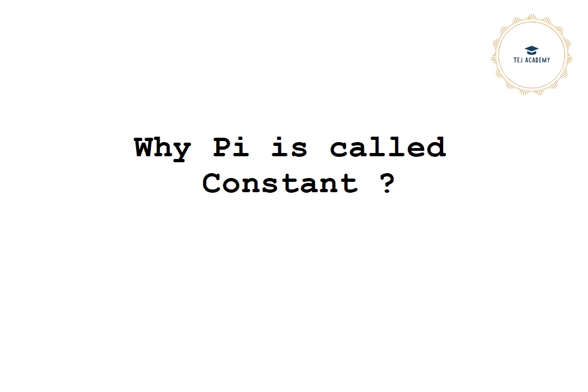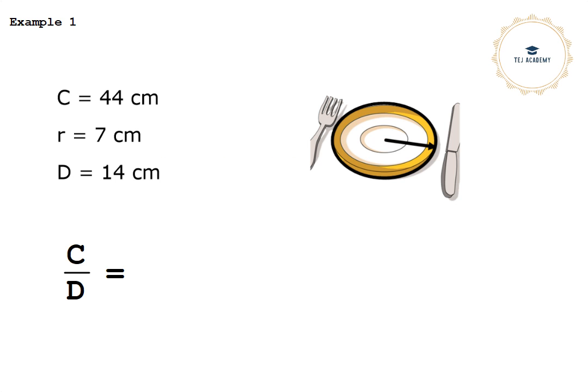Now let's see why pi is constant. To understand this, we should first know the meaning of constant, the concept of constant. In mathematics, a constant is a value which does not change or remains the same in different conditions. Let's understand this in a better way with a few examples ahead.